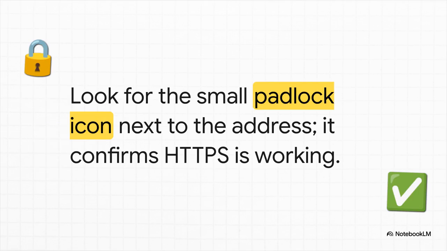But look, in your everyday life, you obviously don't need to manually verify TLS handshakes or decode pre-master secrets. Just simply look for the small padlock icon next to the web address in your browser. That little padlock is your visual confirmation that HTTPS is working, that the site has a valid SSL certificate, and that your session is entirely encrypted. In fact, modern browsers like Chrome will explicitly warn you now if a site is not secure, meaning it's still using that old, vulnerable HTTP protocol.